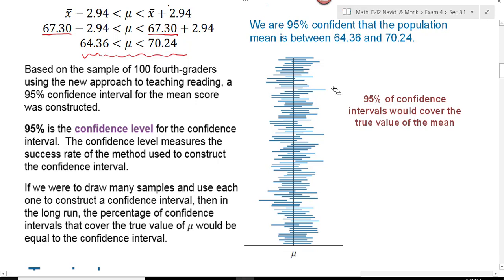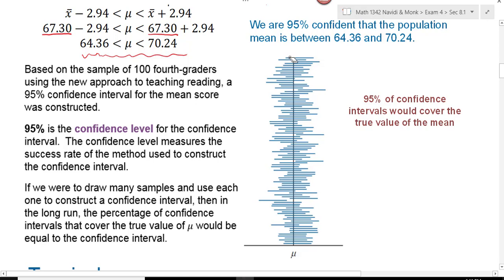Here's a graph that represents many different samples, and we use each one to construct a confidence interval. Then in the long run, the percentage of confidence intervals here, each one of these horizontal lines represents a different confidence interval. We would say in the long run that 95% of the time we expect this confidence interval to contain the true value of the population mean, even though we don't know what that population mean is. This vertical line represents the population mean. Each one of these blue lines would be a confidence interval.